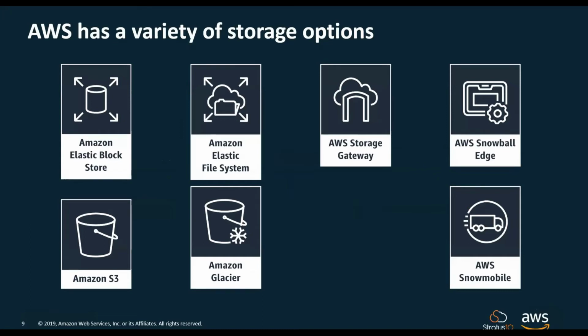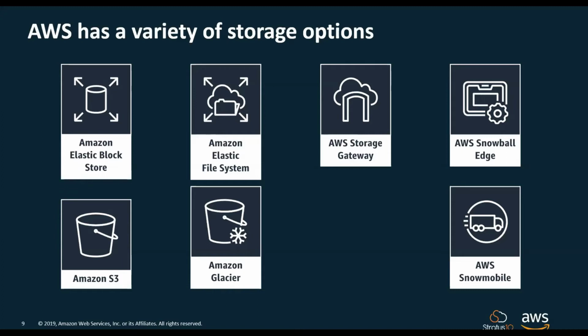AWS has different types of storage options, and these are just a few, and we'll talk a little bit more about these a little later. But we talked about Elastic Block Store, and that's basically network storage. Again, we'll talk a little bit more in depth about block storage in a minute.